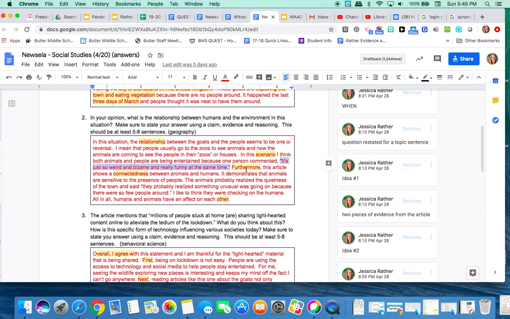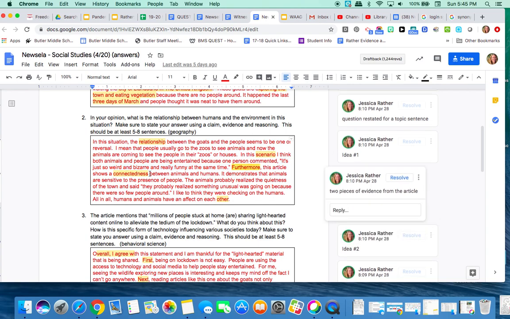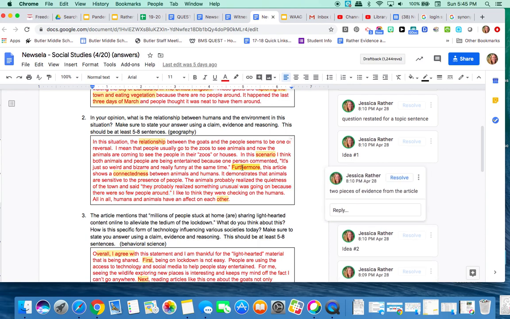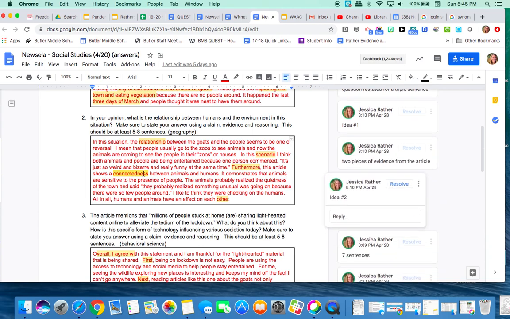Then I go on to the next one. Furthermore, this article shows a connectedness. So I talk more about the article and why. And it even says right here, another quote: they probably realized something unusual was going on because there were so few people around. So in this short 5 to 8 sentences, I use 2 quotes from the article. The other thing you can see is really using the main ideas in it, and also I try to use the evidence from the article to support my thinking. That is what I'm looking for when it comes to any kind of opinion that you have. You should have evidence to support your thinking.